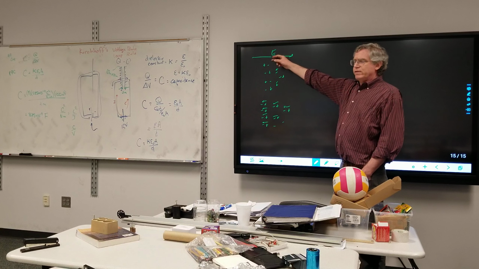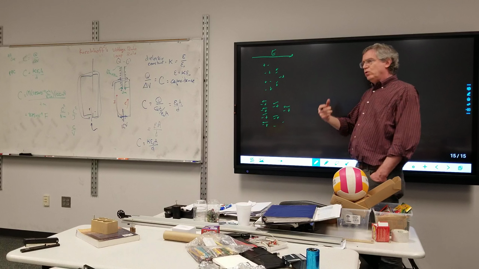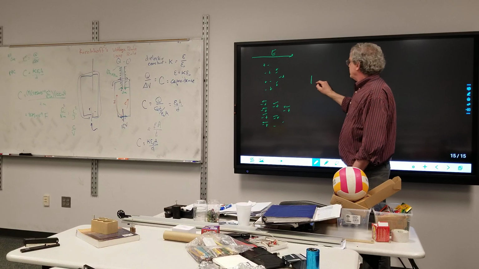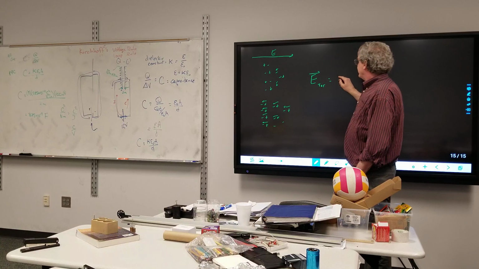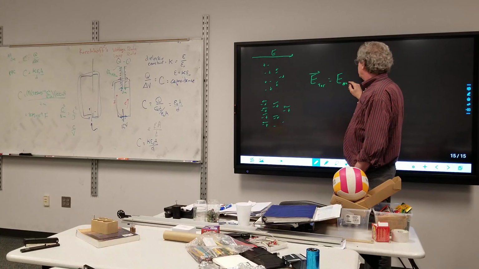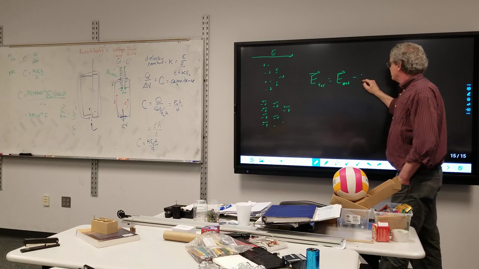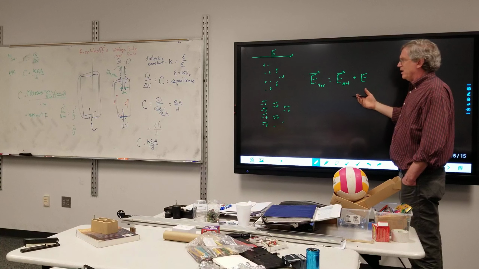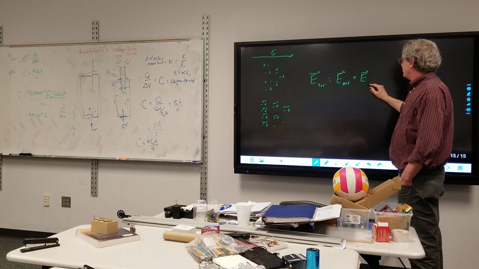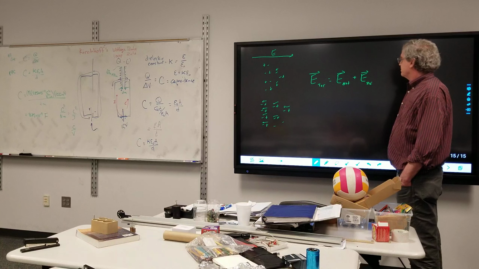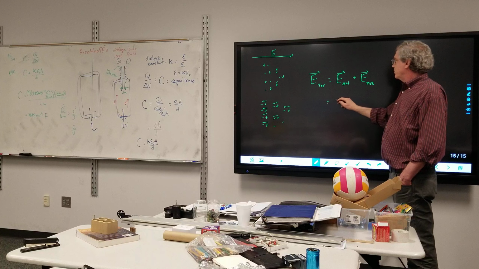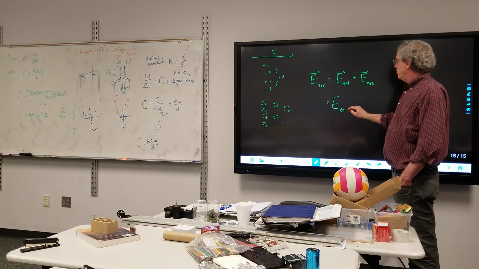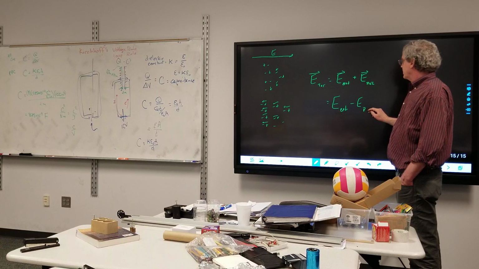Which is in the opposite direction of the external electric field. So my total electric field has dropped. My total electric field is the external electric field minus, well, technically you're adding, but it's in the opposite direction, plus the dielectric electric field. Which would just be my external magnitude minus my dielectric magnitude.